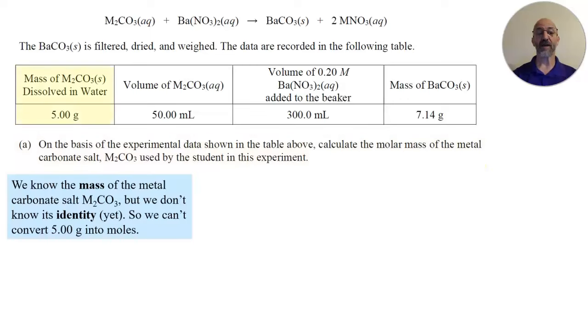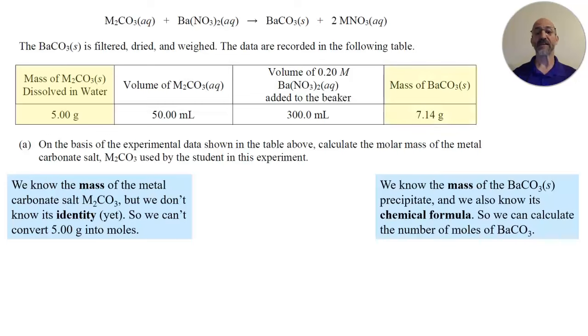Well, I see 5 grams, but unfortunately we don't know the identity of the metal carbonate salt. So while I know the grams, I can't convert from grams to moles because I don't know the chemical formula of the metal carbonate salt. But let's take a look at the other mass that we're given. We are given 7.14 grams of barium carbonate. Now, we know the mass of the barium carbonate and we also know its chemical formula. So this looks like a good place to start our calculations. Let's convert from grams to moles.